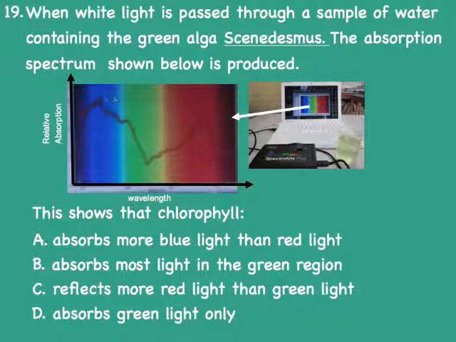Here you can see that the relative absorption is very high in the blue region and in the red region, with very little absorption happening in the green region. In fact, most green light is reflected, hence the green color of chlorophyll. So the absorption spectrum is due to the fact that chlorophyll has maximum absorption in the blue region of the spectrum, with red following close behind. So it is true to say that chlorophyll absorbs more blue light than red light.